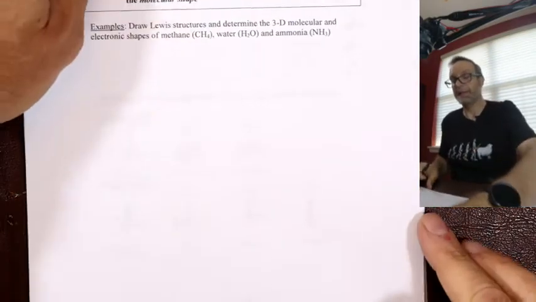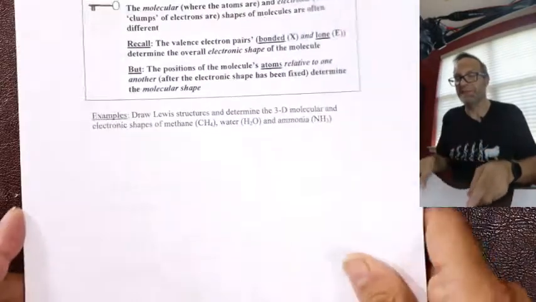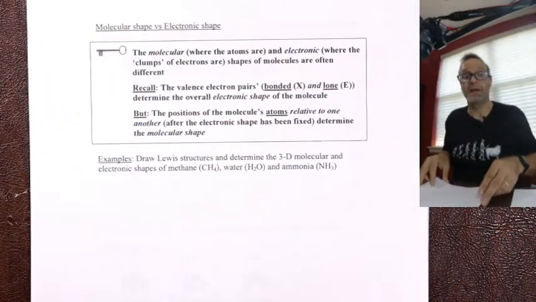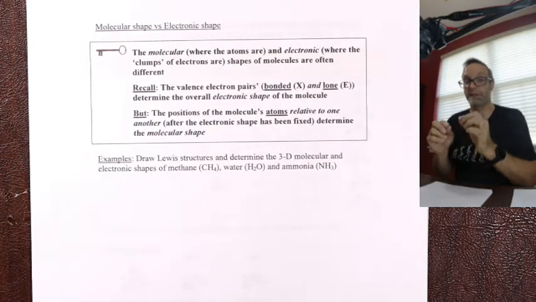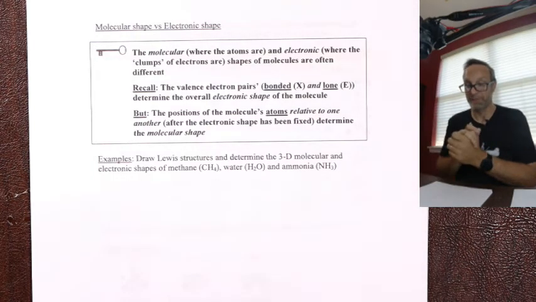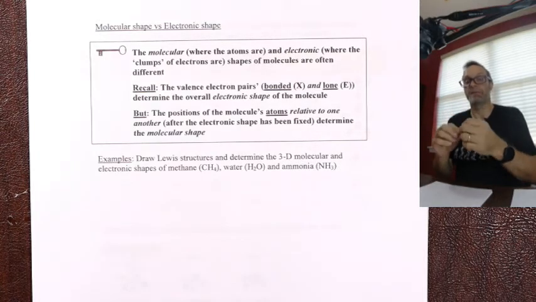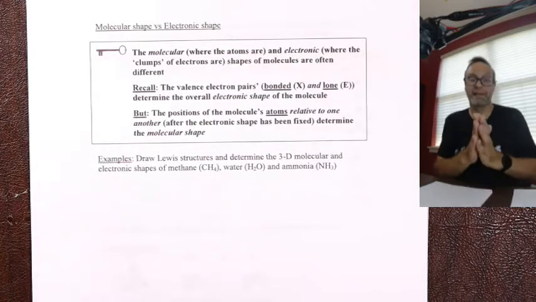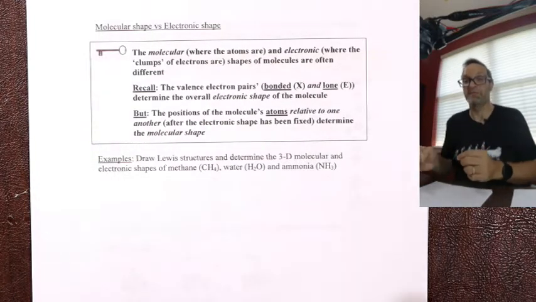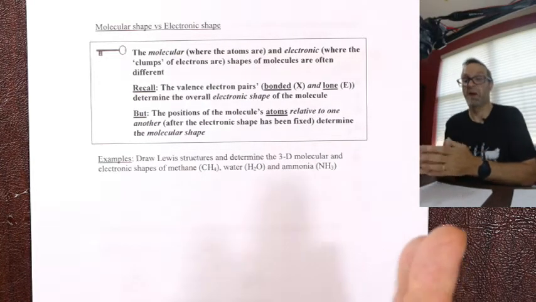Okay. Now we're going to get into the nuts and bolts a little bit, okay? Because the weird thing that messes things up occasionally is lone pairs. Because if you think about it, lone pairs are clumps of negative charge. They're just pairs of electrons that don't make bonds to atoms, okay? And then we have a slight deviation sometimes between electronic shape and what we call molecular shape, okay? So molecular shape is where the atoms are relative to the center. Electronic shape is where the clumps are relative to the center.